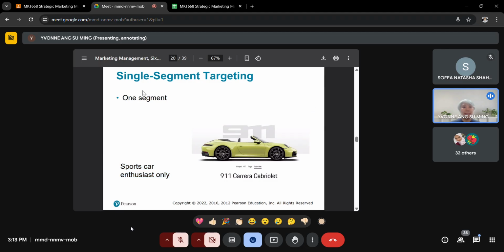So this does exist in our marketplace, where after they do the segmentation exercise, they say, okay, we're only going for single segment targeting. So if you go and see the Porsche collection of the different cars, you will see that typically, when you think about a Porsche, until almost recently, you actually picture this type of model of cars.